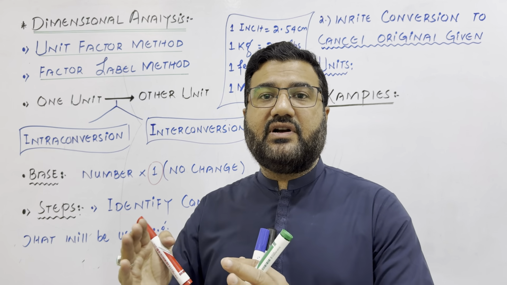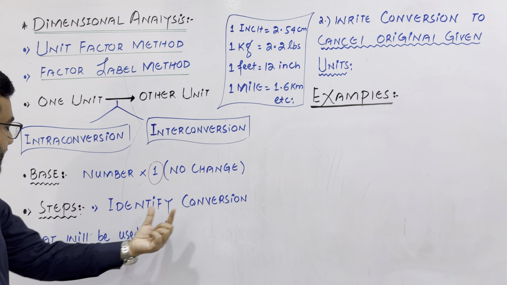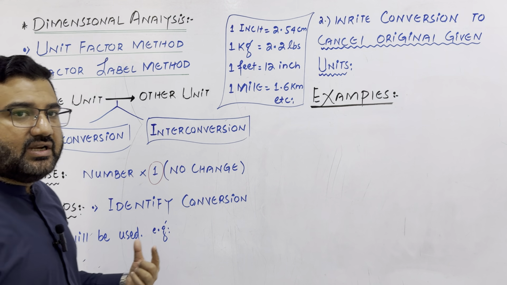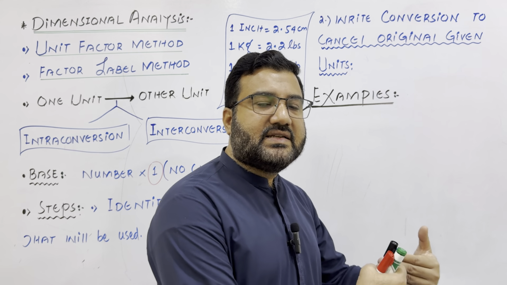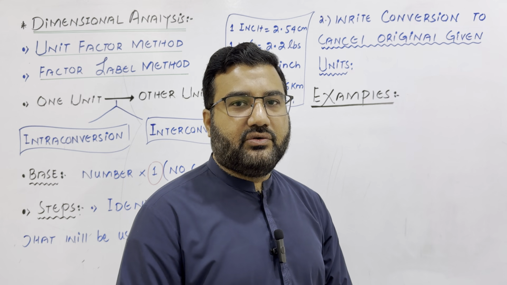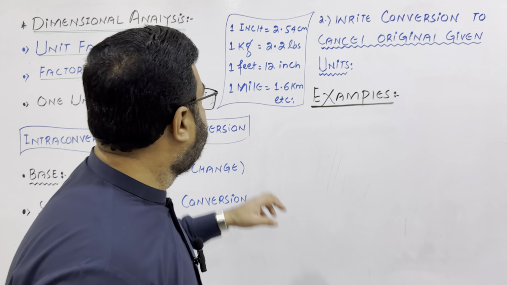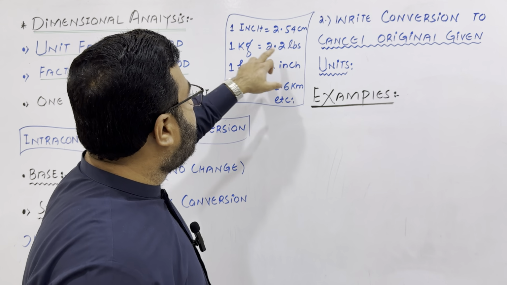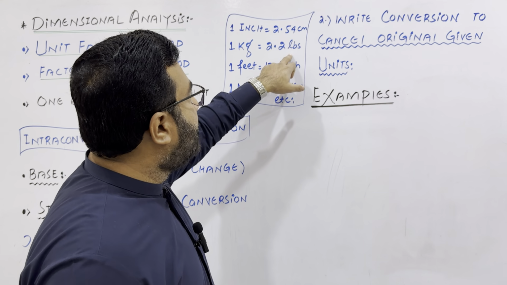So you are required to identify the conversion that you are going to use. It simply means that you must have a knowledge of the relation of the two units that you are going to interconvert. Similarly, if you want to convert kgs and pounds into each other, then you must have a knowledge that 1 kg is 2.2 pounds. Feet into inches, so you must know how many inches are present in 1 foot. There are 12 inches in 1 foot.